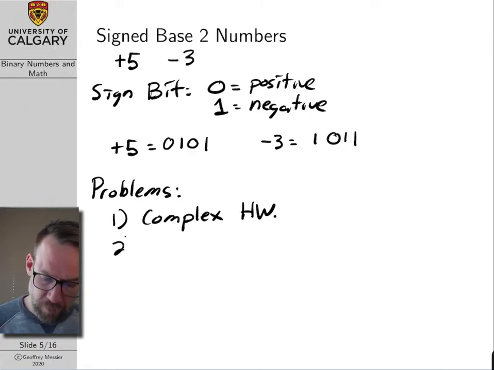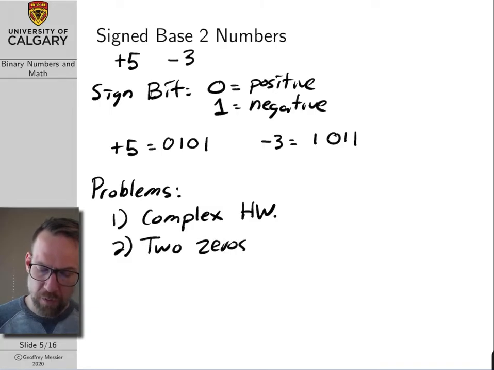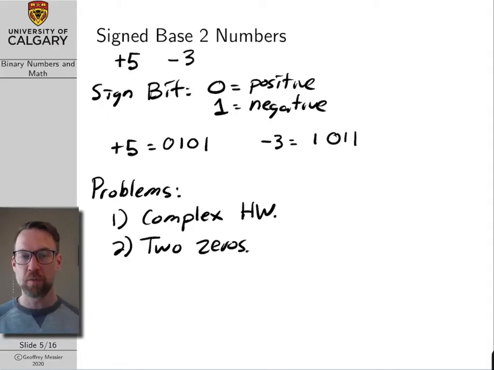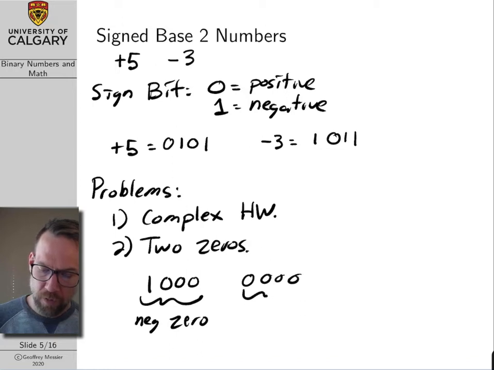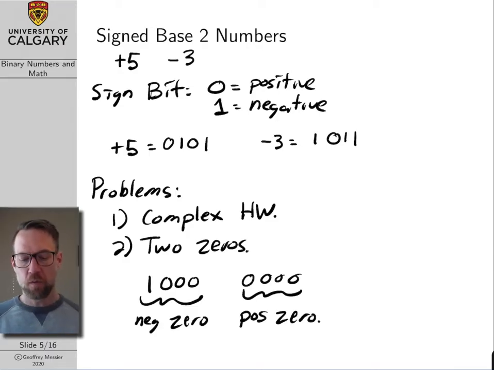The second problem is 2 zeros. 2 values for 0. So we actually, with this number system, have a positive 0 and a negative 0. So we could have 1000 as negative 0 and 0000 as positive 0. And so this is, while it's kind of a good segue, I guess, into talking about signed binary numbers, not how signed binary numbers are actually implemented in most architectures.